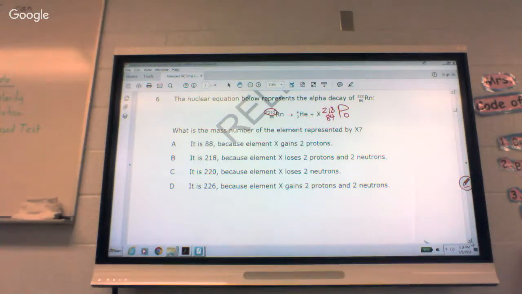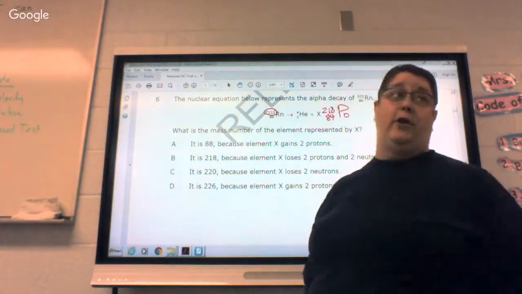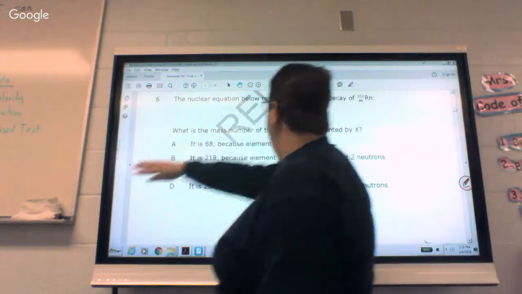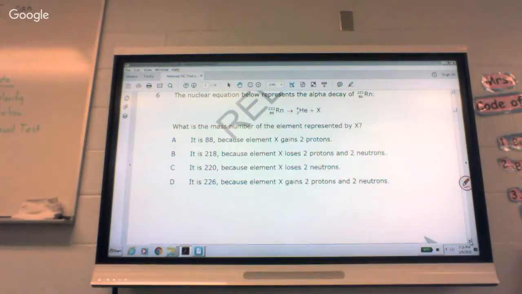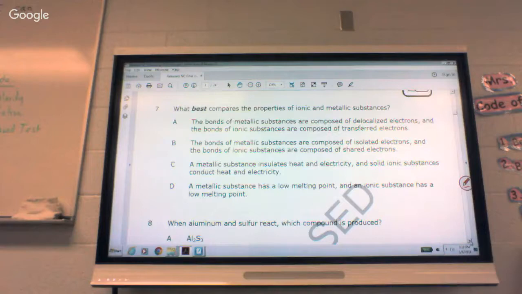Okay? So, looking at the question, what is the mass number of the element represented by X? The answer is B. But it's one of the things I want to try to get to tomorrow, because this question is really pretty easy. About a half hour, and I can teach you most of what you need to know to do nuclear. Or I can help you eliminate a lot. That's what I'm going to try to get to.